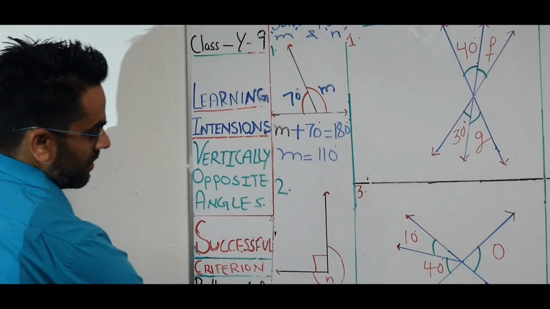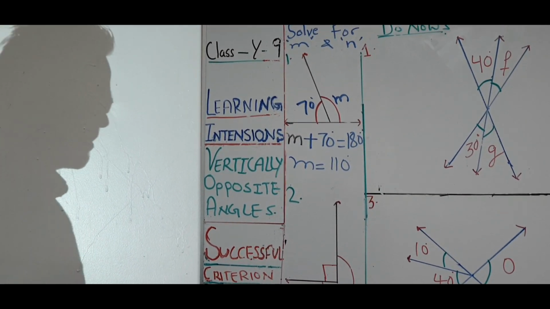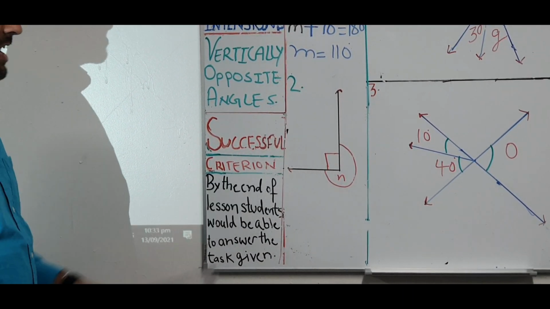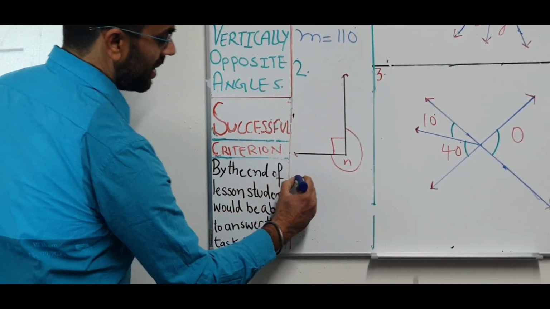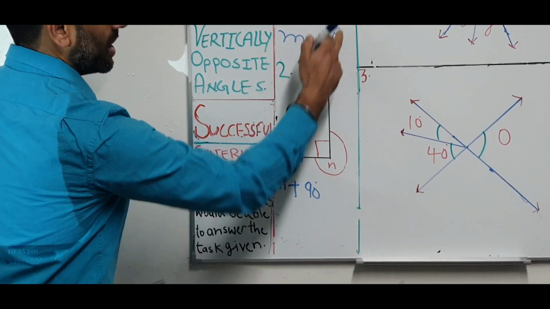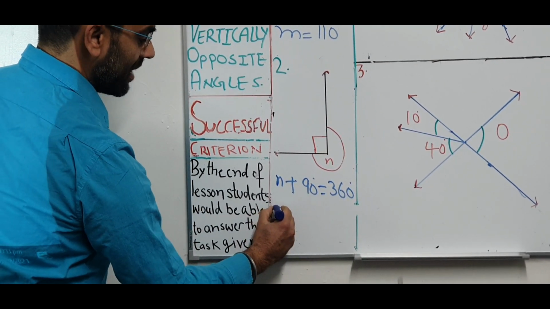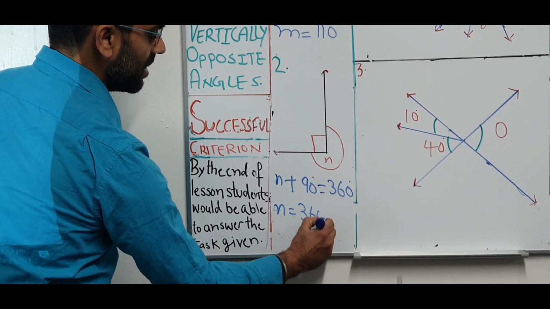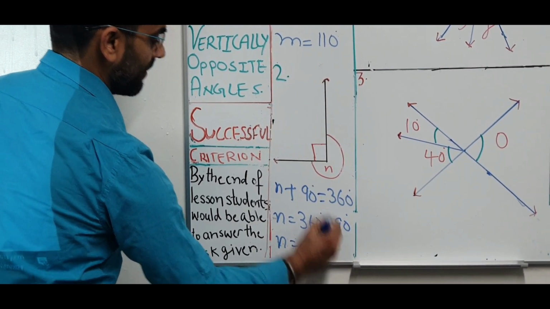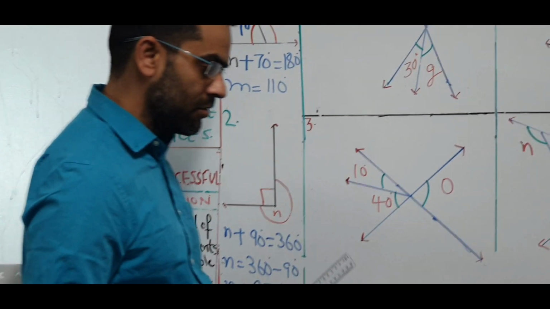Now here is a full circle. You saw in the first question there was a half circle. Now this is a full circle and the angles are at a point, and one angle is 90 degrees. So the formula would be N plus 90 equals 360, because the angles at a point make a full circle. So N is equal to 360 take away 90, and N is equal to 270. Check your answer. So these are the two questions that we learned in our last two videos.